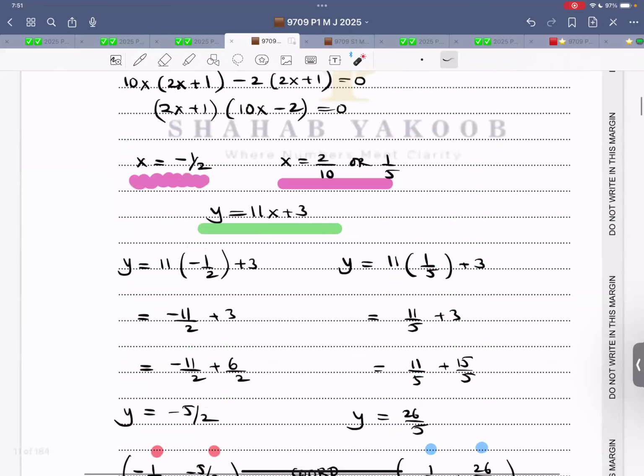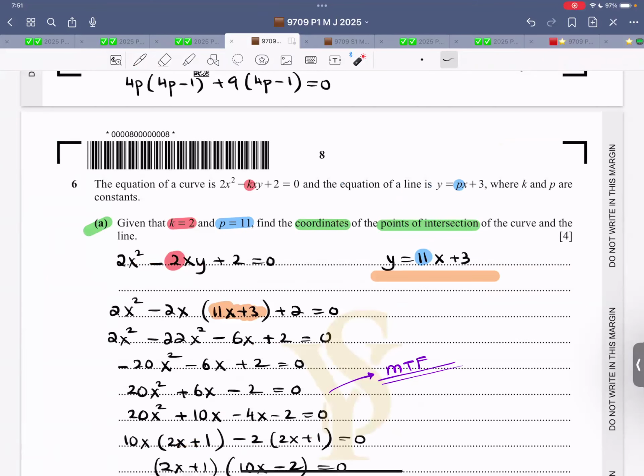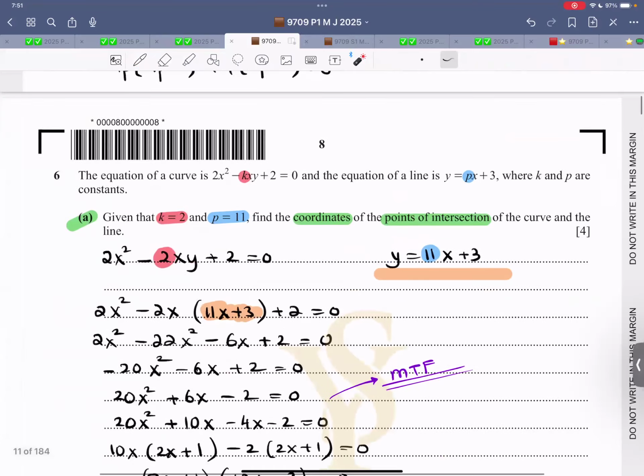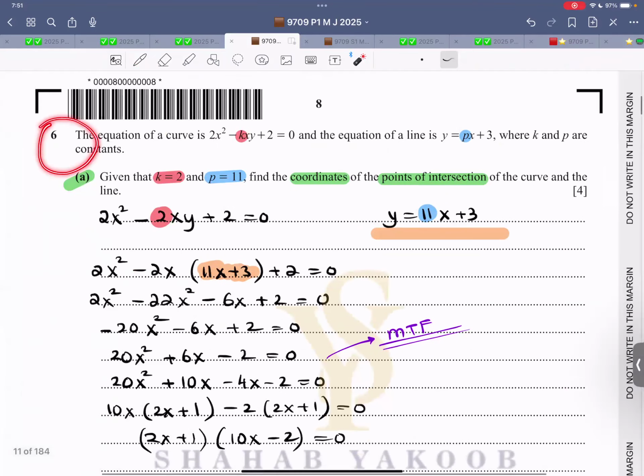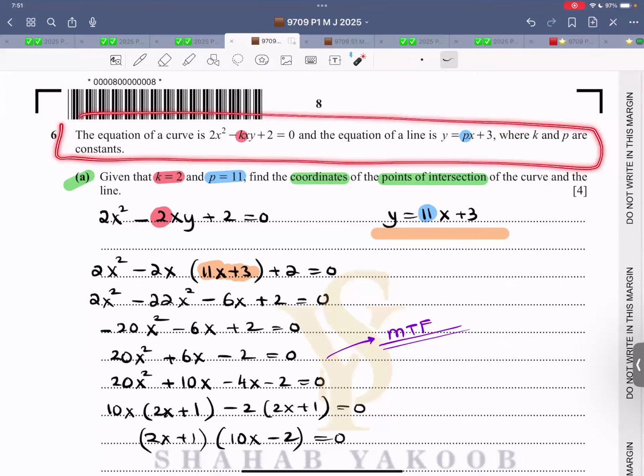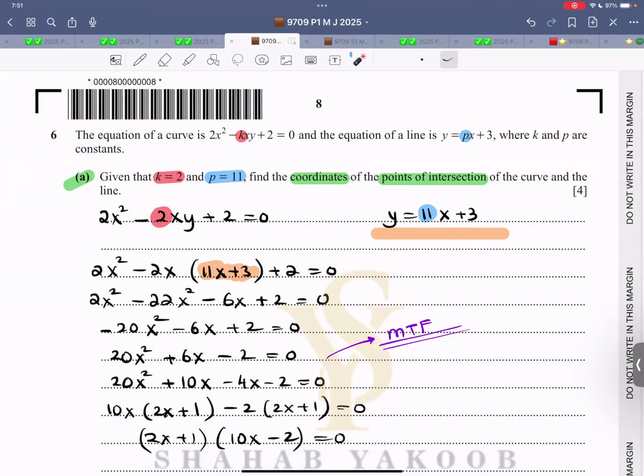The examiner complains about this, that people think that this is only valid for part A and then they forget about part B. Oh, the question is incomplete. Where is the missing piece of the puzzle? This missing piece of the puzzle applies to part A, it applies to part B. Keep that in mind. Given that K is 2, P is 11.